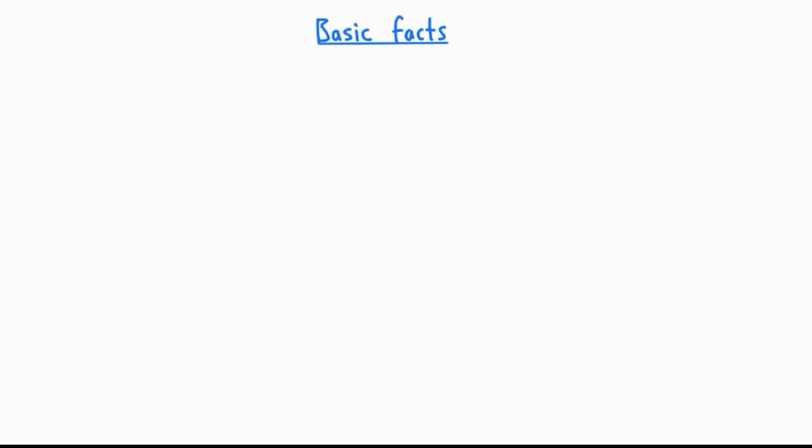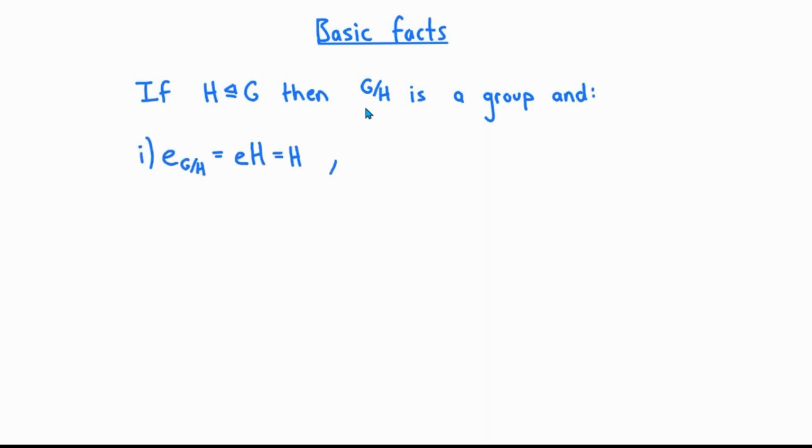Let's also go ahead and record a few basic facts that'll help us when we're working through our examples. In these basic facts, let's assume that H is a normal subgroup of G, so that G mod H is a group. We already saw in our proof of the theorem that the identity element in the quotient group is precisely the identity coset, which is H itself. We also saw that the inverse of any coset gH in the quotient group is the coset g inverse H.